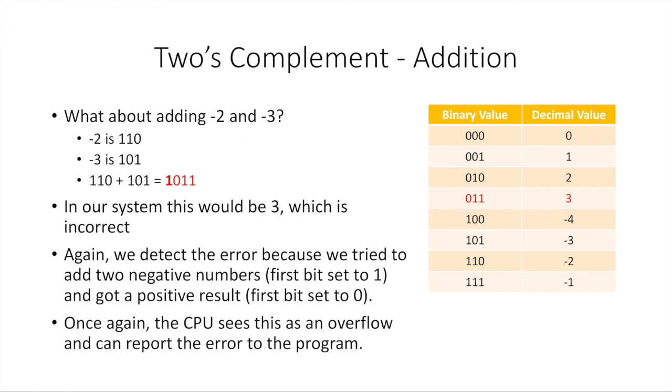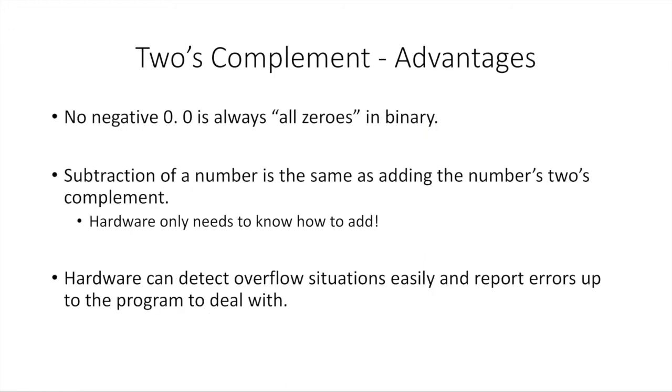And so again, we can see we made an error because we added two negative numbers. They both start with a binary 1. And we got a positive number, 011, which starts with a 0. So again, the CPU, the processor, sees this as an overflow, and then it can tell your program, hey, you tried this operation, but you overflowed. You didn't actually have the space you thought you had, and the result doesn't fit. So now we can deal with this properly.